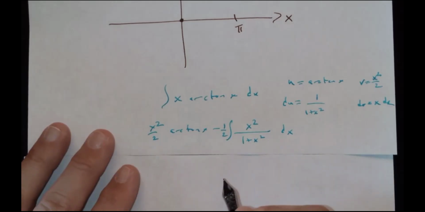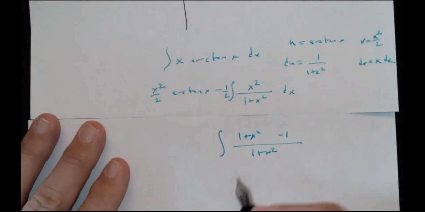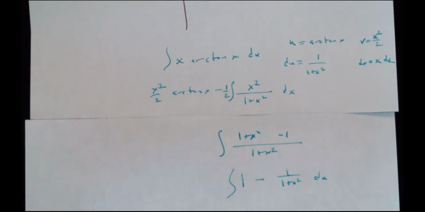So I'm going to do it like this, and I'm going to make it 1 plus x squared minus 1 on the top. And then that becomes 1 minus 1 over 1 plus x squared. And I know how to integrate this.